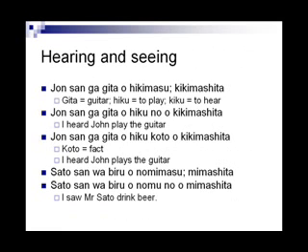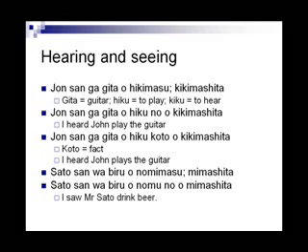Let us see some more examples of no being used to combine sentences. Let us consider the sense of hearing first. John-san ga gita o hikimasu. Hikimashita. Gita is guitar. Ta has a long sound here. Hiku is to play. This playing is in the context of a musical instrument. Kiku is to hear. John-san ga gita o hiku no o kikimashita. This means I heard John play the guitar. Here I really heard John playing the guitar. My ears sensed it, so no is used.